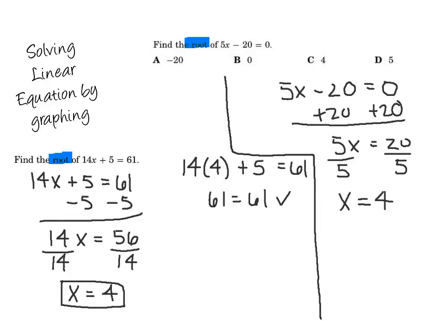So when I plug this root and this solution back into my original equation, so when I plug it in for x in this equation, it's going to equal 0.